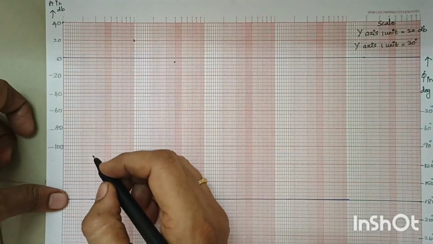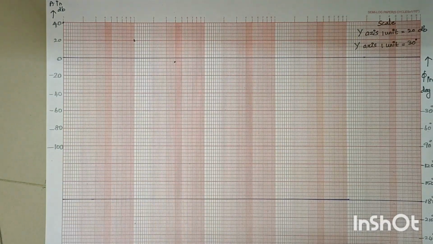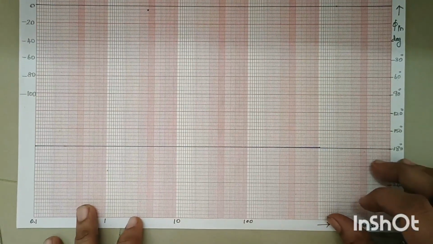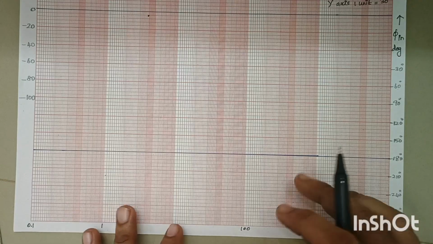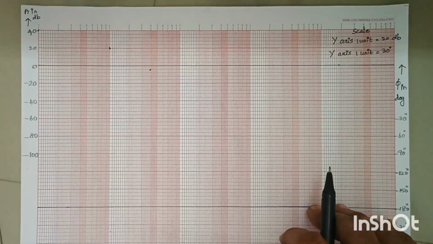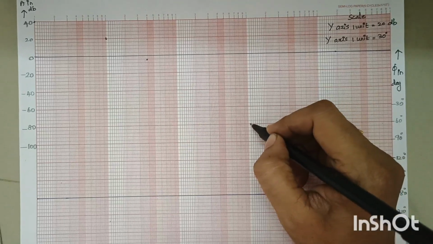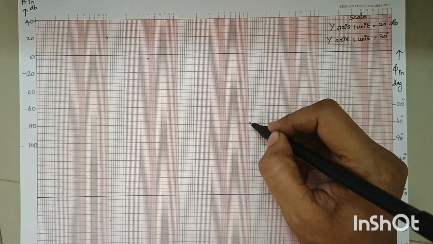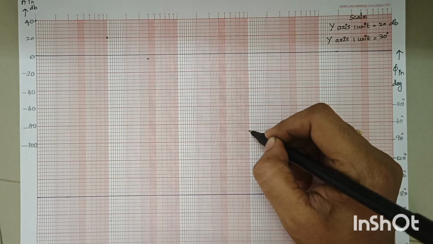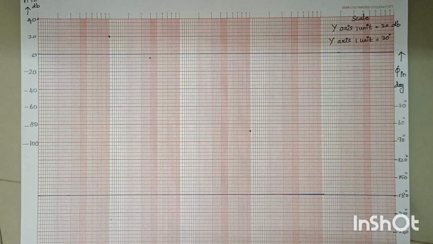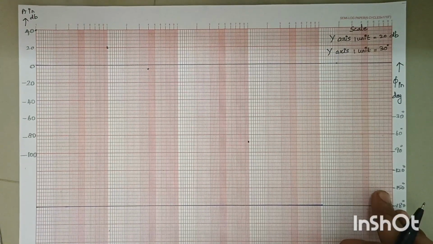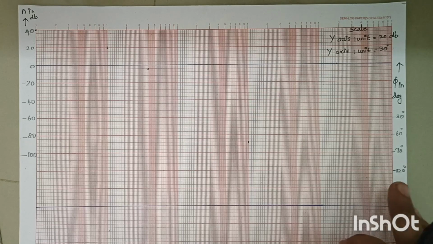Right. Then the next thing is for a value of 100 the magnitude is minus 88. So here lies my 100. So when you move gradually the value is minus 88. So here it is minus 80. So 84 and 88. So this is my final point. Right. So finally we had marked the points on a semilog sheet.